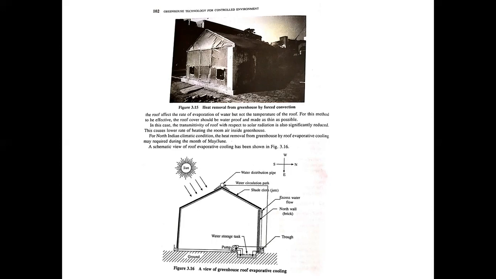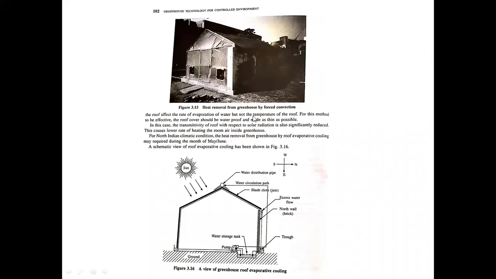For this method to be effective, the roof cover should be waterproof and made as thin as possible. In this case, the transmittivity of the roof with respect to solar radiation is also significantly reduced. This causes a lower rate of heating of the room air inside the greenhouse. For North Indian climatic conditions, heat removal from the greenhouse by roof evaporative cooling may be required during the months of May-June. A schematic view of roof evaporative cooling has been shown in 3.16. So this is all about roof evaporative cooling.